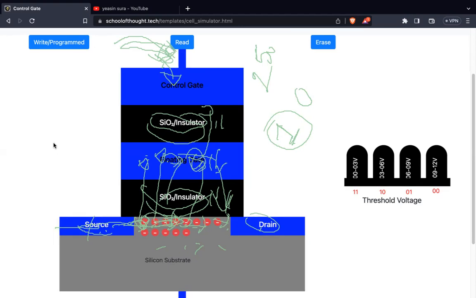Till now, I only talked about single level cell, right? Now I'm going to talk about multi-level cell. If I talk about multi-level cell, you will easily understand the triple level cell as well. So I will not discuss triple level cell in this video. So I'm going to talk about multi-level cell now.